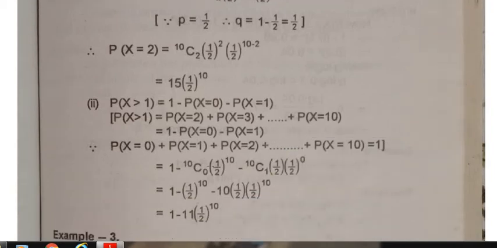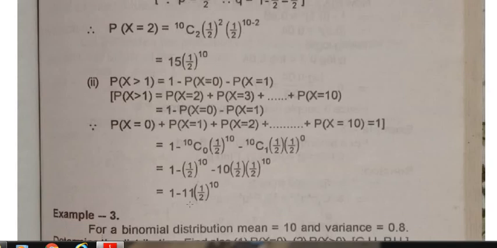Just use the definition of the binomial distribution. You get the value 1 minus 11 into (1/2)^10.